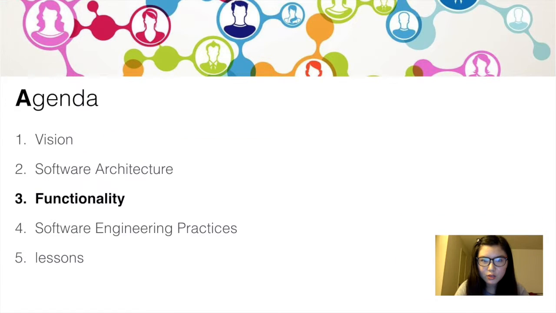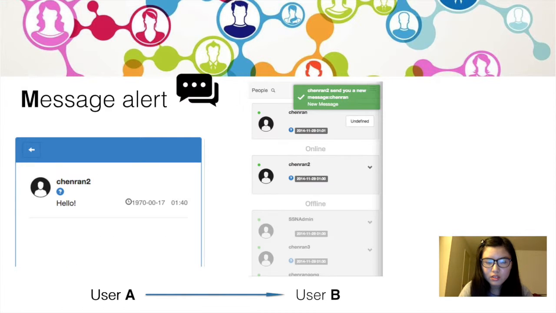Hi, I'm Chen Gong, and I'll talk about creative functionality. First, message alerts. To keep users in touch with the latest messages, we applied HTML5 WebSocket technology. In this case, when user A sends a hello message to user B, our system will pop up a little green screen that notifies user B of the incoming message.